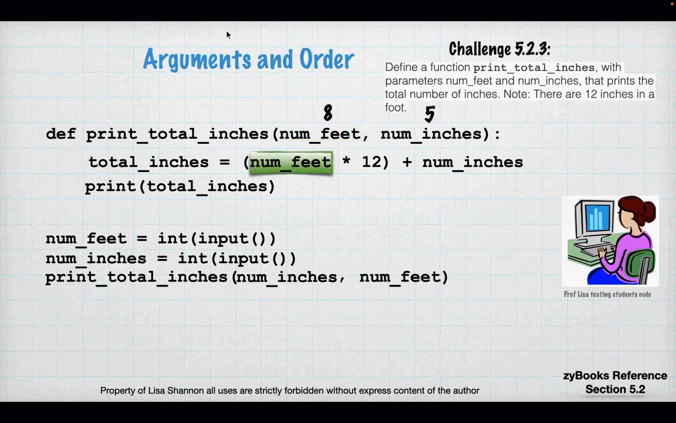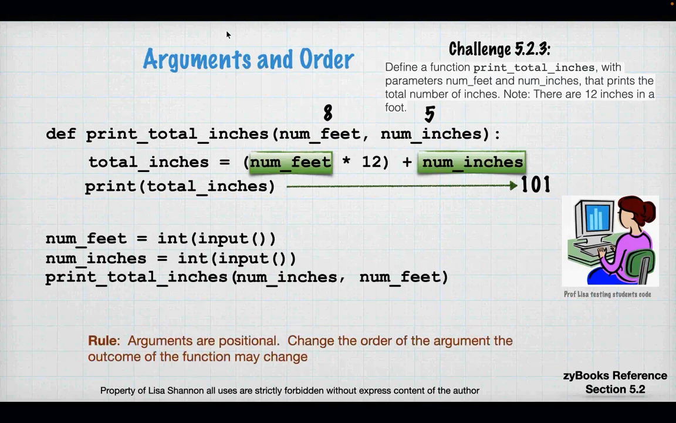And so num speed is going to be 8 times 12 plus 5, and the total is 101. So just by swapping arguments, I changed the outcome of that function, going from num feet and num inches to num inches and num feet. Arguments are positional. The names don't matter.